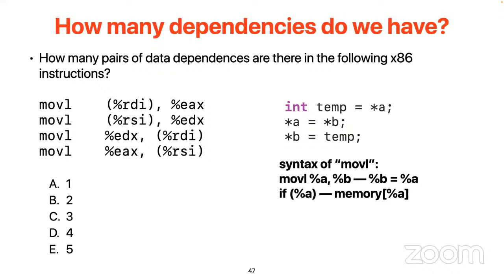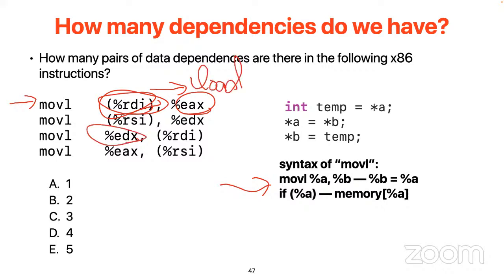So here I put the syntax of movl, because I feel a lot of us have already forgotten the x86 syntax. A few syntax rules you need to remember: if you have parentheses around the register name, it means it's a memory location. So if you are moving something from a memory location to a register, it's a load. And if you are moving something from a register to a memory location, this is going to be a store. So this is the code of swap.